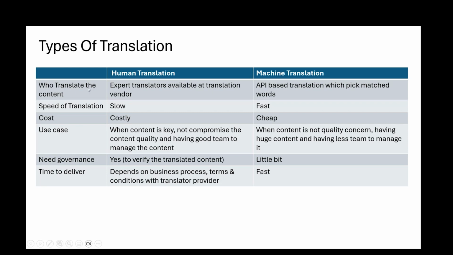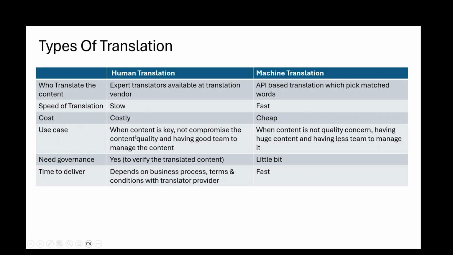So who can translate the content? Human translation, as the name suggests, means some human or a team is sitting to translate the content manually. However, machine translation is based on an API, so that is the reason it is fast compared to human translation. Human translation is costly as some person is sitting to translate the content, and API-based is cheap as it depends on how many requests you are generating. So it is pay based on your requests.